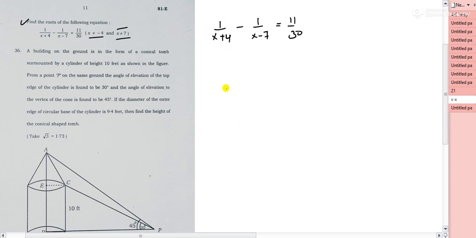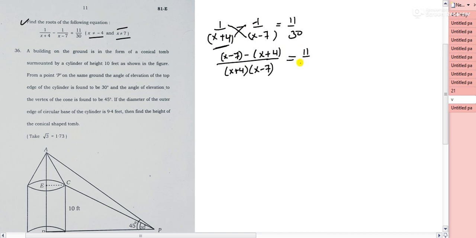So take LCM in the LHS. You'll get x plus 4 into x minus 7. I hope you know how to take the LCM. Okay, so these two will be the LCM. Now here you have to do the cross multiplication. So in place of 1 you have to write x minus 7, and here it is minus. In place of this one, doing the cross multiplication, you'll get x plus 4. I hope you know how to solve this.